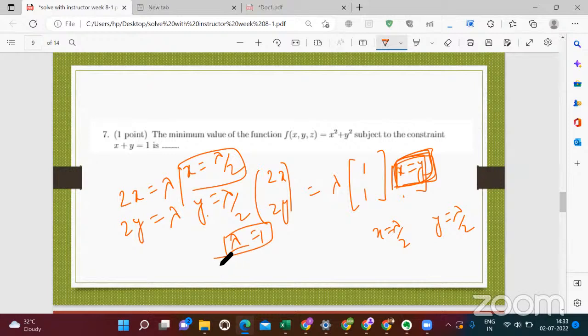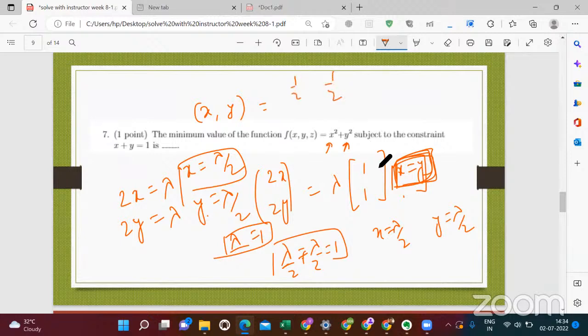Lambda equals 4? It won't satisfy the constraint. Yeah, so lambda will equal 1. You can just put it here and you'll get the value of lambda, right? Lambda by 2 plus lambda by 2 equals 1. Yeah, yeah. And then you'll get x and y. Correct? And then you need to put it here. So what is the value of x you are getting? 1 upon 2 and 1 upon 2. Right? Yes, sir.